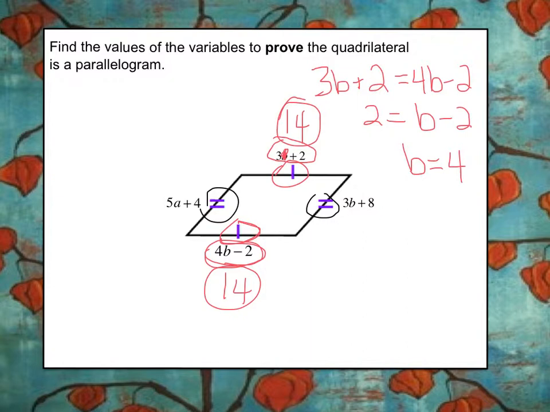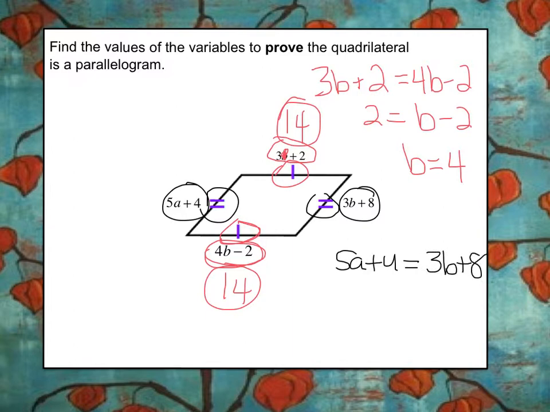Now notice if I take 5a plus 4 and I set that equal to 3b plus 8, I would not be able to solve for an unknown variable because I have two unknown variables. I have an a and a b. But I already know what b is, so I can plug in 4 for b right there, and then I can solve this equation for a. So we have 5a plus 4 equals 3 times 4 plus 8. Notice I'm plugging in the 4 for b.